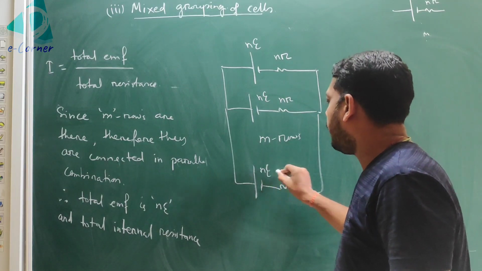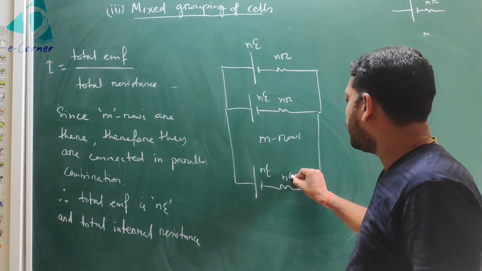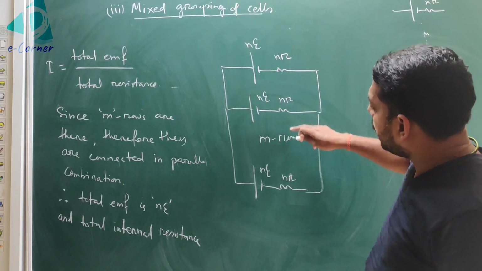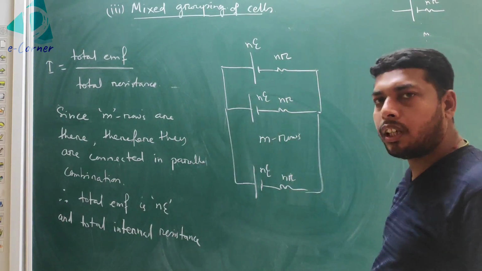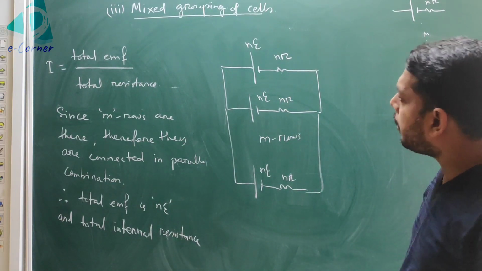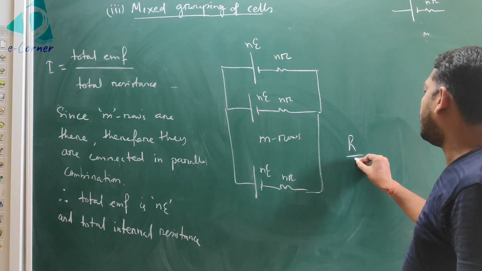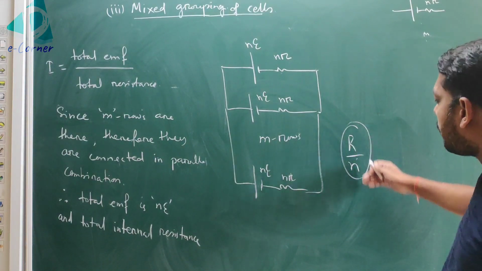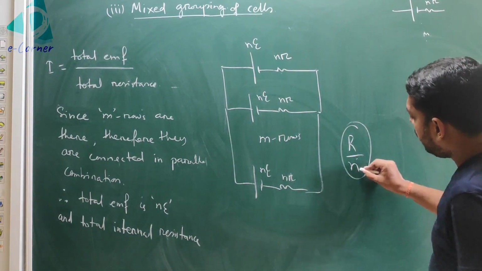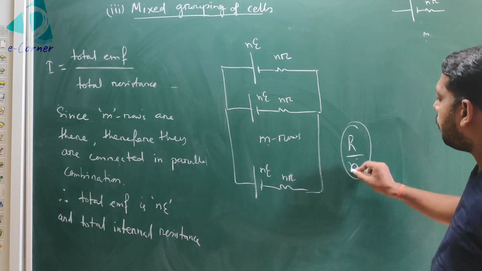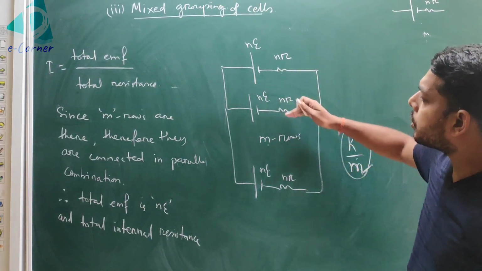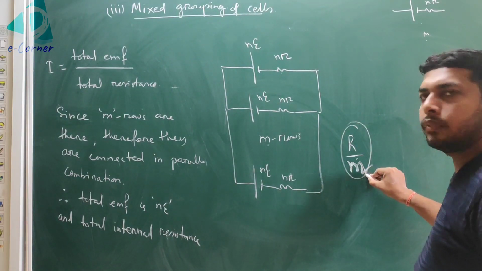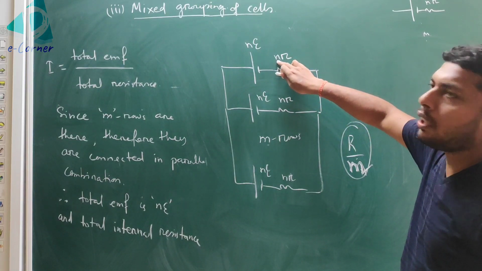Again having the same EMF and same internal resistance nr here. So all these internal resistances are connected in parallel combination, and in parallel combination, what is the net equivalent resistance? R upon N, R by N. Here in place of N we will write m. Why? Because m rows are there. Since m rows are there, we will divide here by m. Got it? You should not take n here.